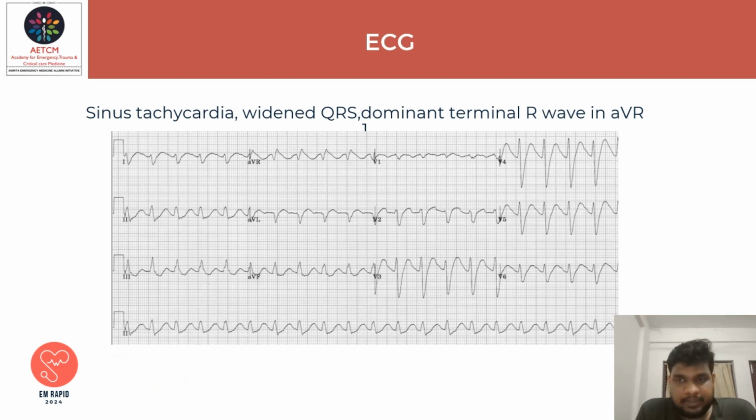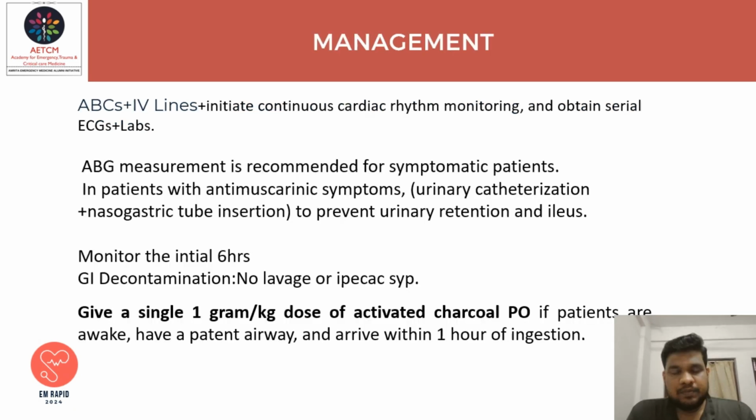This is an ECG of TCA toxicity, which shows sinus tachycardia, widened QRS complex, and a dominant terminal R wave in aVR. It's an important finding. Normally, there is no R wave in the aVR lead. In TCA toxicity, there is a terminal R wave in aVR.